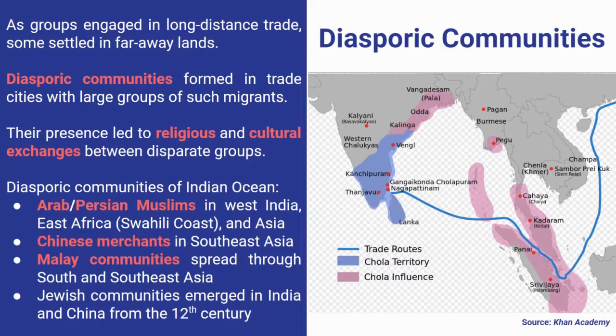Here are some that you need to know. Again, the pink ones are the AP ones. So you need to know that Arab and Persian Muslims start settling down in West India, for example, the Gujarat kingdom that I mentioned.